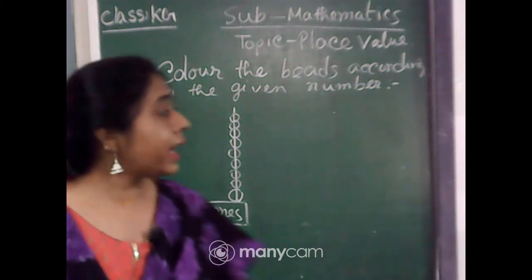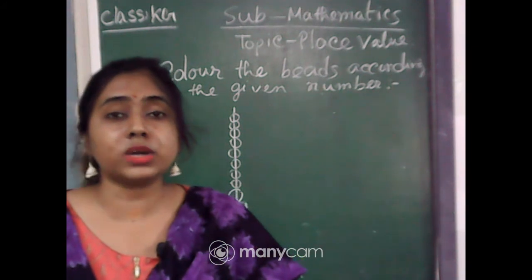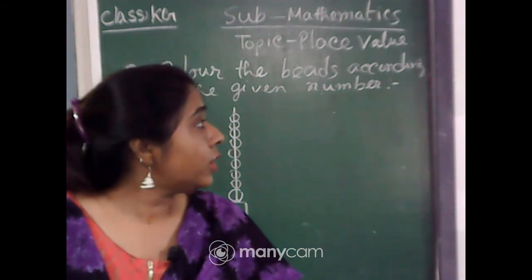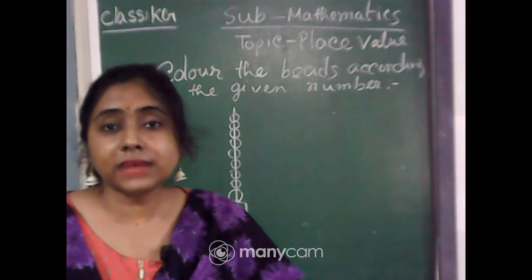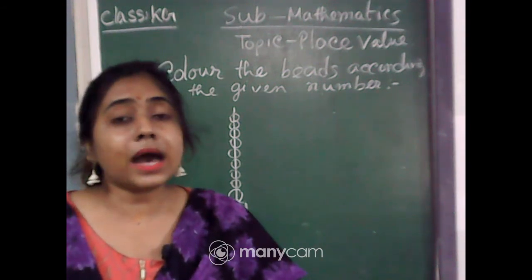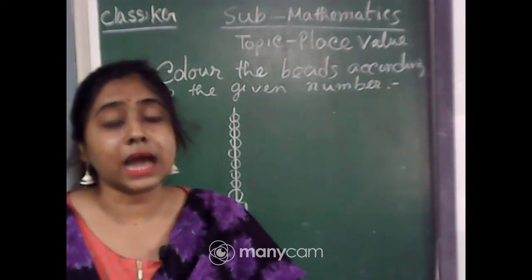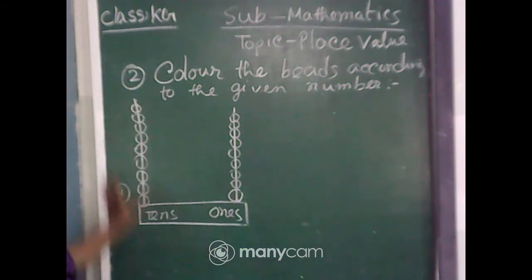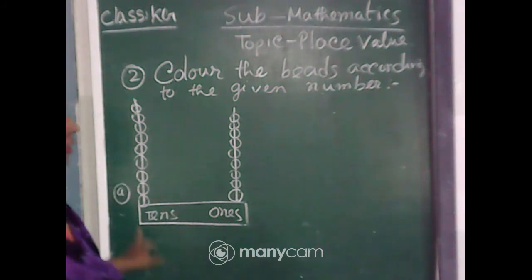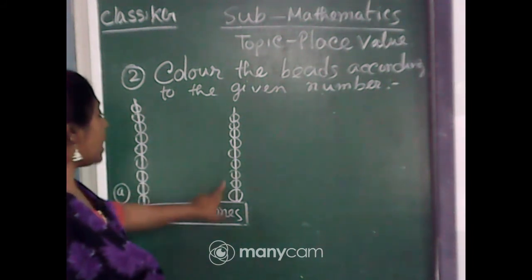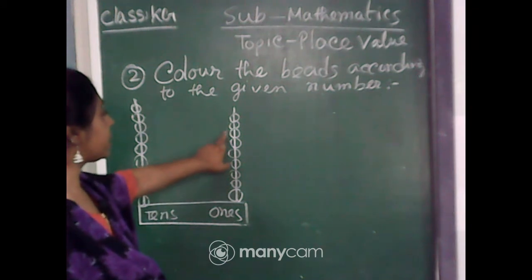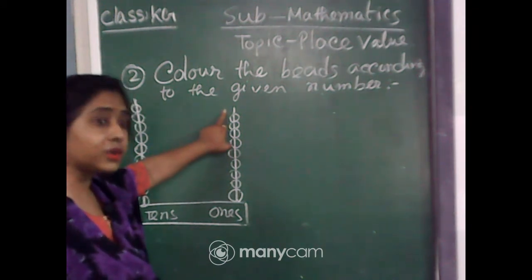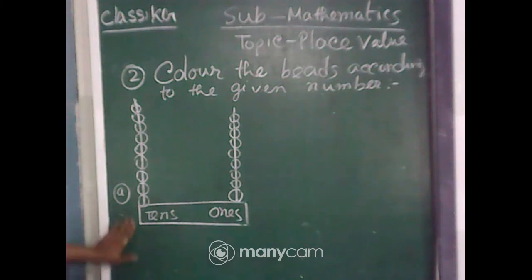No, I am not asking any question. Swayamprabhu, Srijan, I am not asking any question, because I have not given any question. I just show you how you can make this. 1, 2, 3, 4, 5, 6, 7, 8, 9 in the ones rod, and in the tens rod also I have drawn 9 beads.